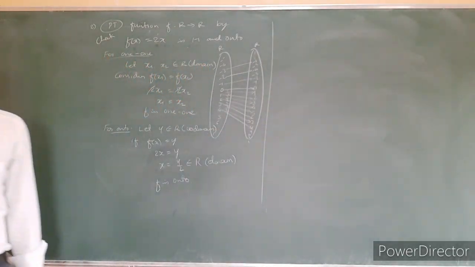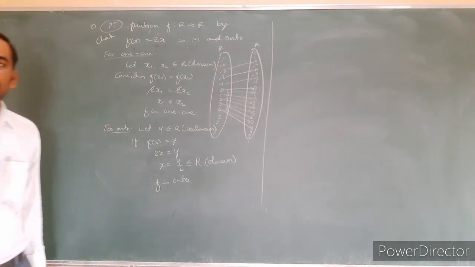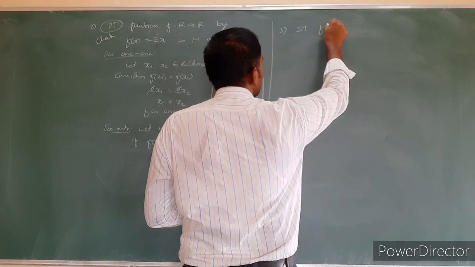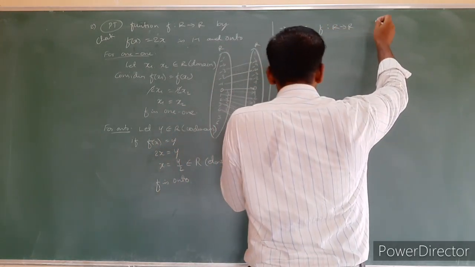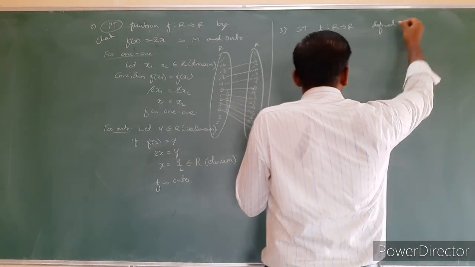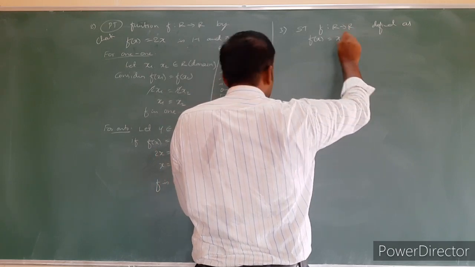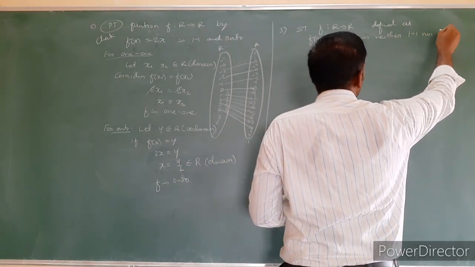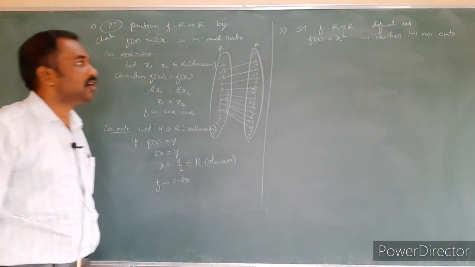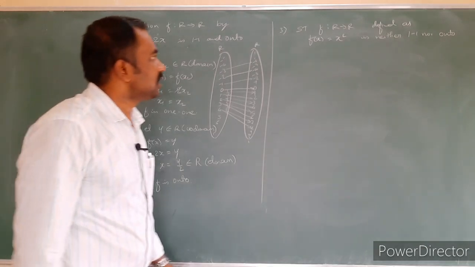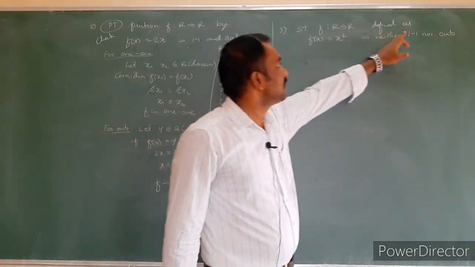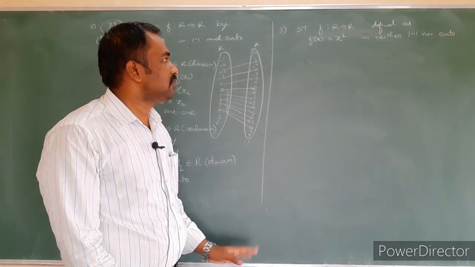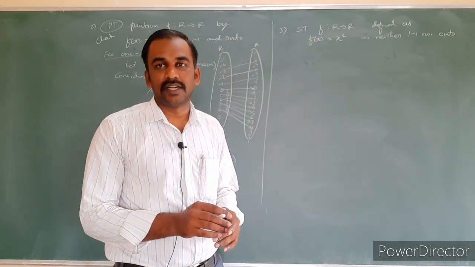Now, I hope people are more convinced with this problem. Now, better to go to the next example. Okay, take the next example, the third example. Show that the function f from R into R defined as f of x is equal to x square is neither 1-1 nor onto. So what we need to prove here is that it is not 1-1 and not onto. We are required to prove it.